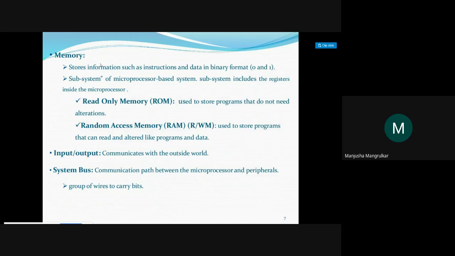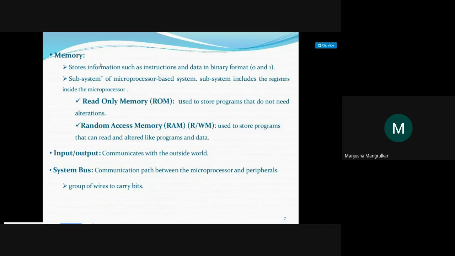Third is the input output device, which communicates with the outside world, right? This is inside the microprocessor, but whatever processing is being done inside the microprocessor should interact with the outer world. So it has input and output devices.